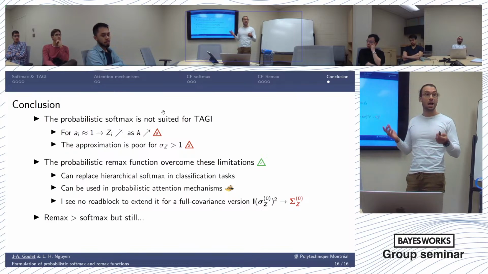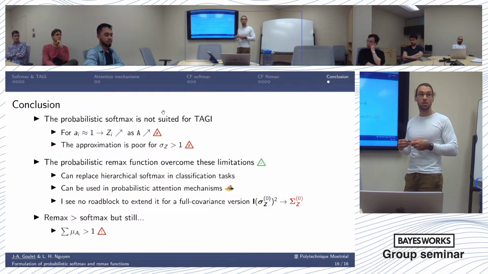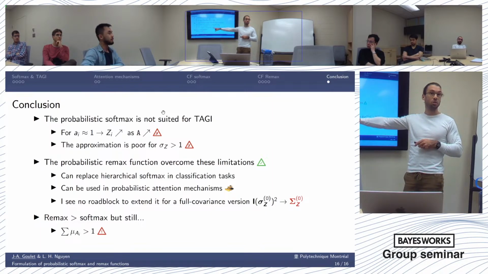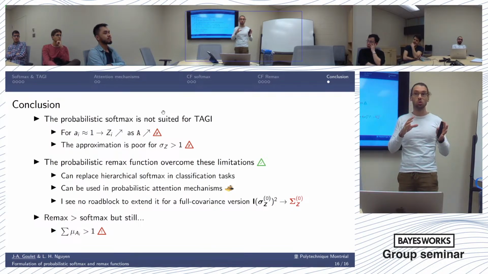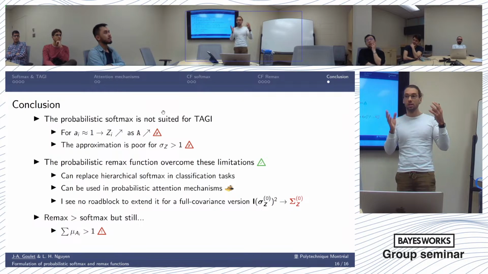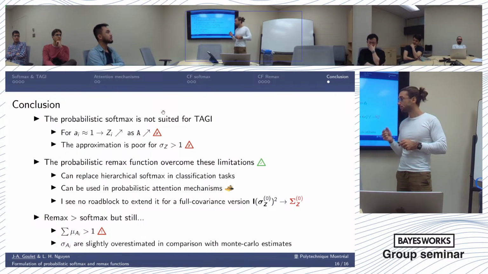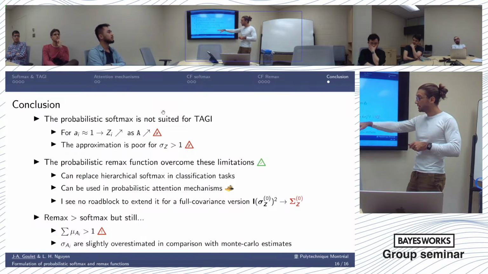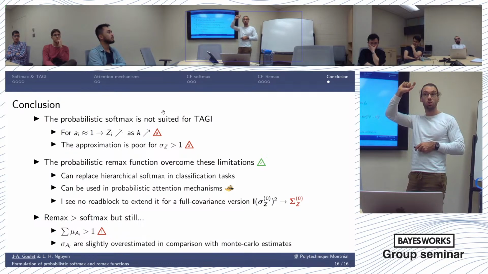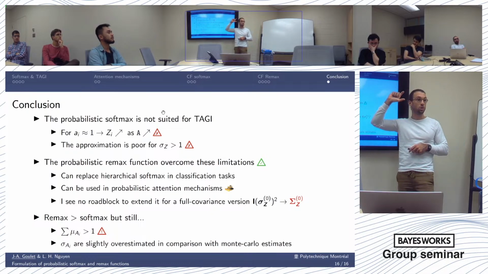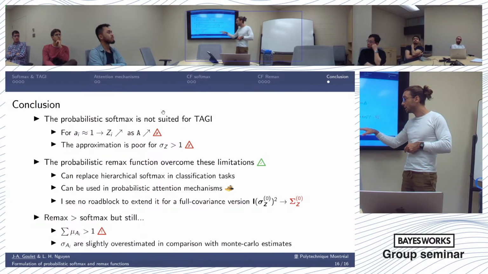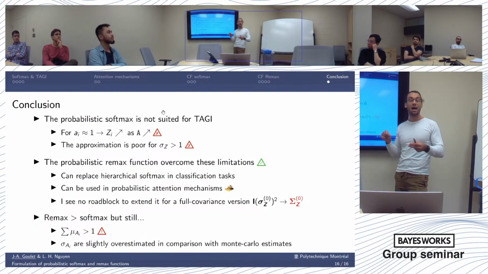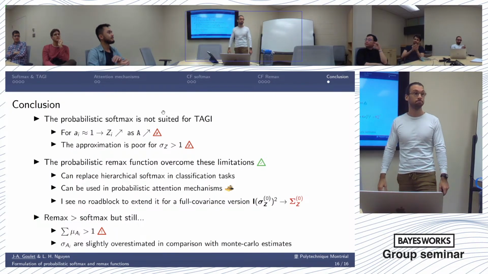So overall, remax is better than softmax, but we still have some issues. If we look at the sum of the mean, it's still slightly above 1. Sometimes we get 1.02, 1.03. I haven't fully investigated how we could remove this. And also the sigma A, so the variances for our remax probabilistic formulation, are slightly larger than from the Monte Carlo estimate. We're always slightly overestimating compared to the truth. I haven't found any solution to this yet. So that's all.